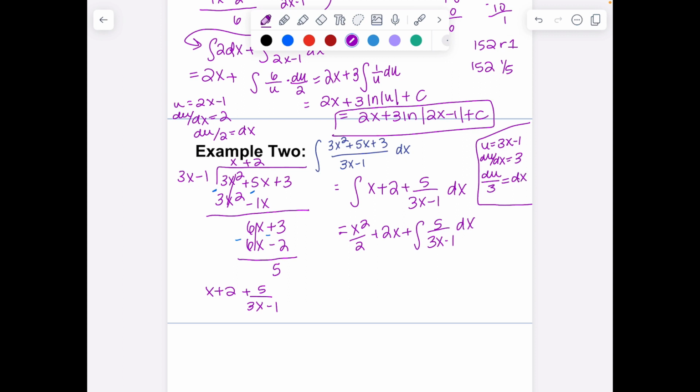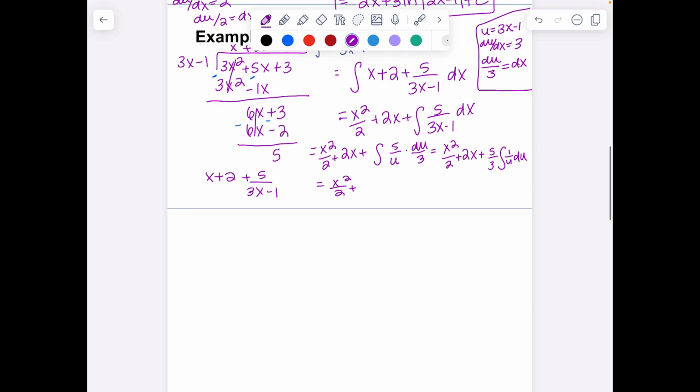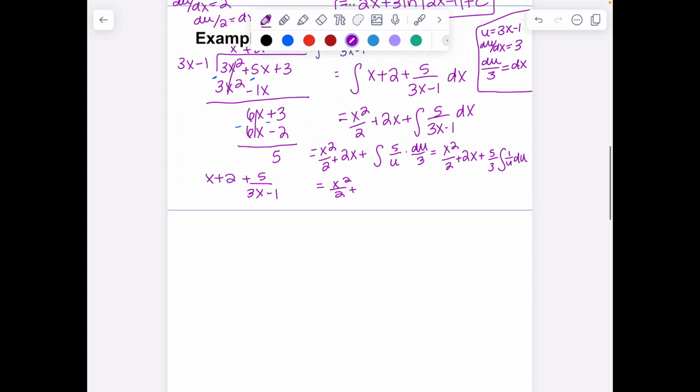And now I'll just plug in. So I'm not going to change anything that's outside of the integrand because that's not involved right now. I'll get 5 over u times du over 3, and then this becomes x squared plus 2x. I'm going to pull out 5/3 because they're just a coefficient. I get 1 over u du, and then it'll be x squared over 2 plus, oh, I gave you two slots here because of how much space it is, so that's why that's there.